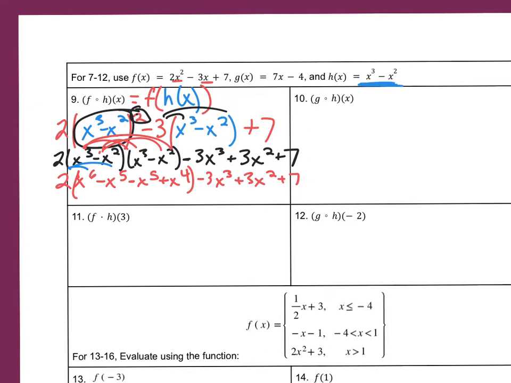We can distribute it to everything in the parentheses. So 2x to the 6th minus 2x to the 5th minus 2x to the 5th. I could have combined those 2x to the 5th first, but I didn't, and that's okay.